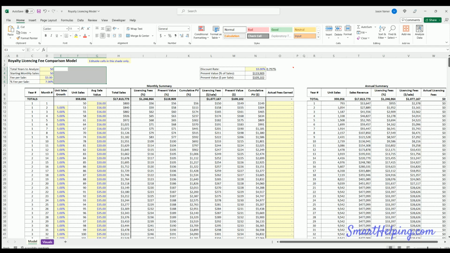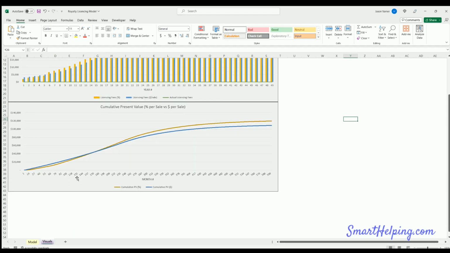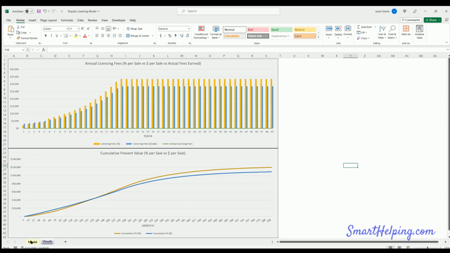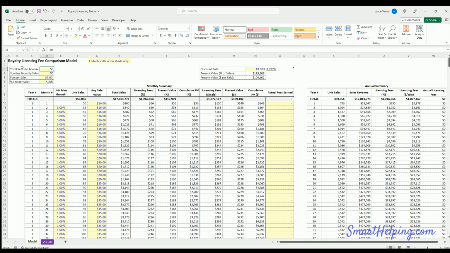There's only two tabs. You got the model tab and you got the visualization tab. You got two visuals here. You can analyze up to 50 years of time. You start with putting the expected monthly sales, the fee per sale, and the percentage fee per sale. Now, what does this mean? Well, these are mutually exclusive. And what this is saying is every sale, either you're going to make a flat fee or a percentage of the sale. And the whole point of this model is to compare the two values.